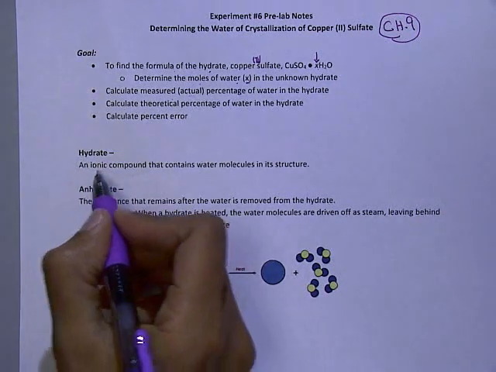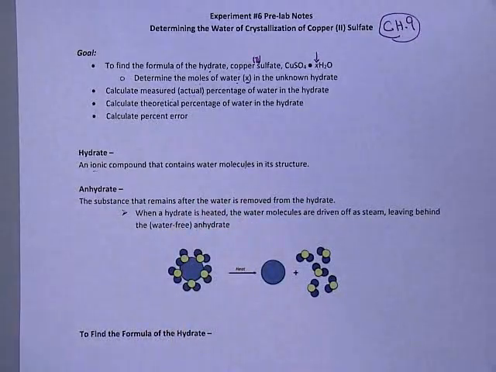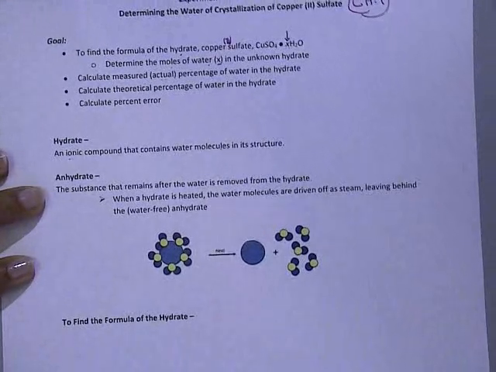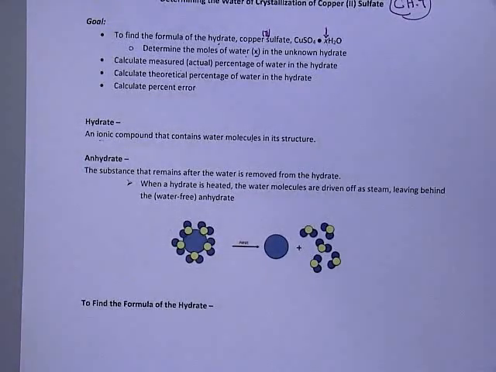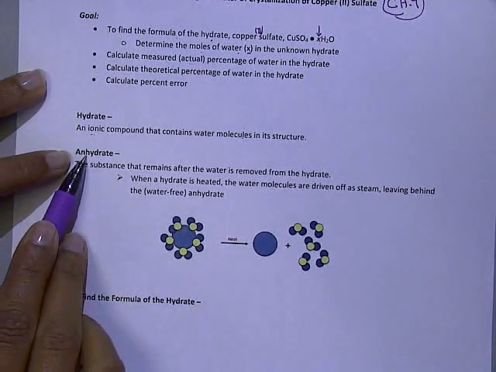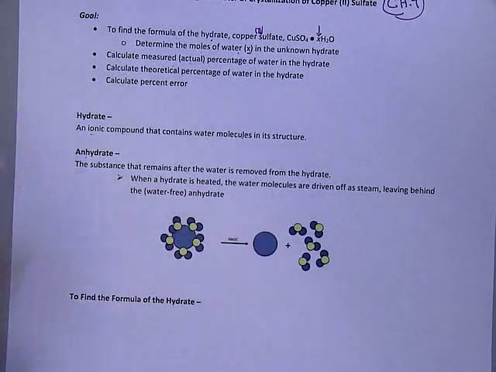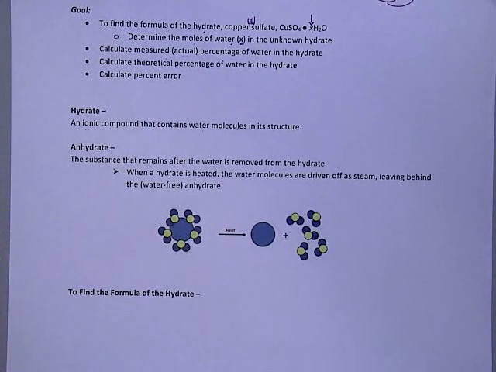A hydrate is known as an ionic compound that contains water molecules in its structure. Now, these water molecules are not necessarily bound to the structure, but they're actually absorbed onto the surface of the structure. If we have a hydrate, we then also have an anhydrate, which is the substance that remains after the water is removed from the hydrate. As you'll see in lab, you're going to be heating the hydrate. When we heat the hydrate, the water molecules are driven off as steam, leaving behind the anhydrate.